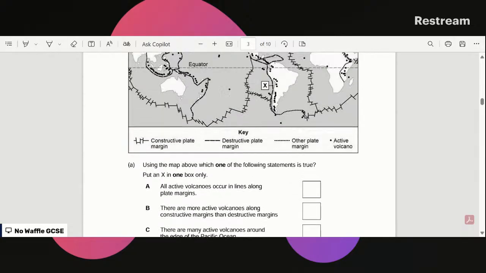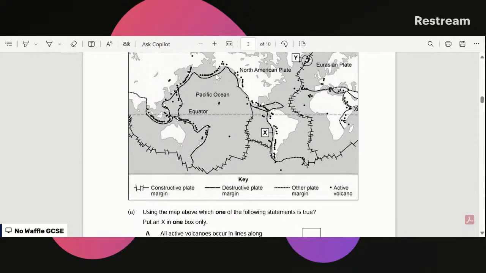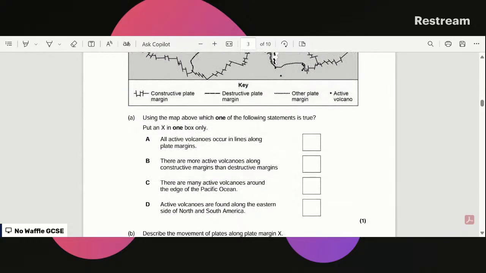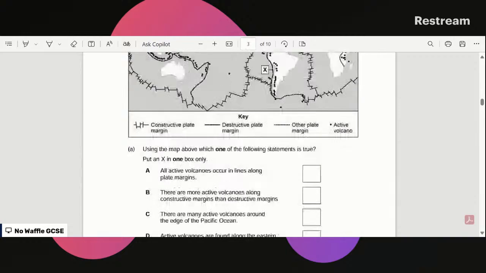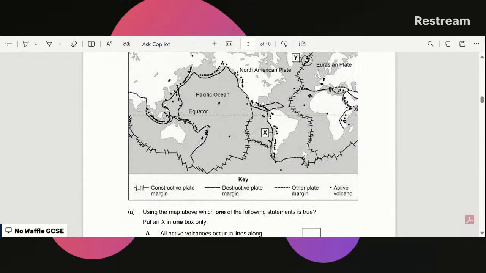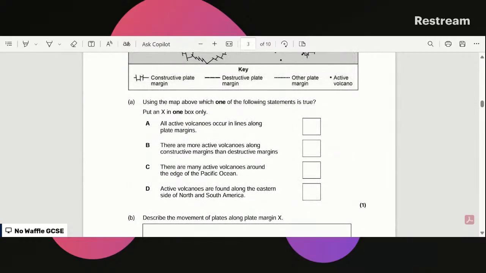So let's look at this. Edge of Pacific Ocean. Yeah, it seems true because there's lots of active volcanoes. Let's just look at the next one. Active volcanoes are found along the eastern side of North and South America. And no, that is not true. So it's going to be C.